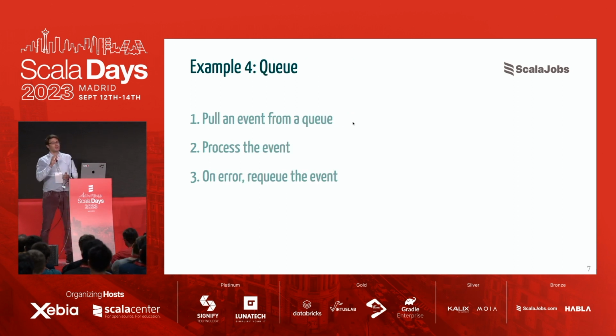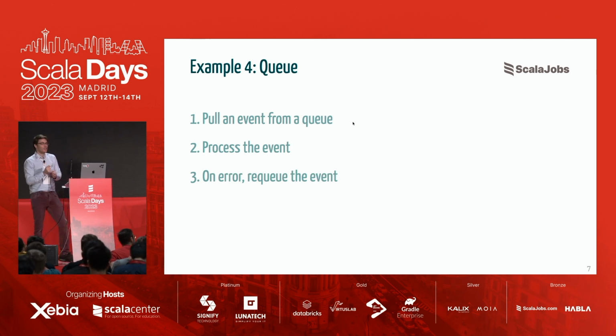Similarly, this is probably the weirdest example of a resource, but you can think of a queue as a resource. And why is a queue a resource? Because the initialization is taking an element from the queue. The usage is somehow processing the event.